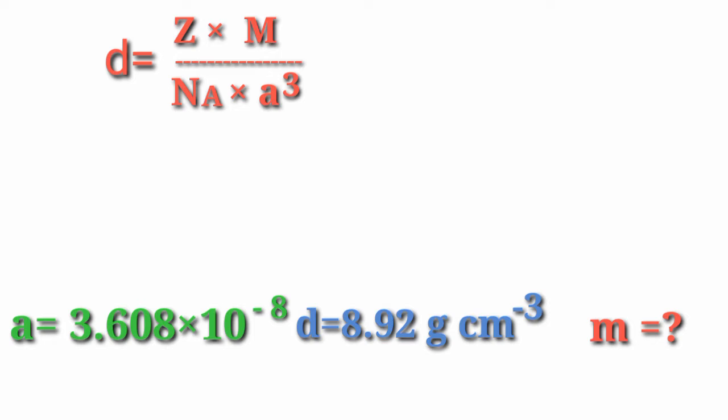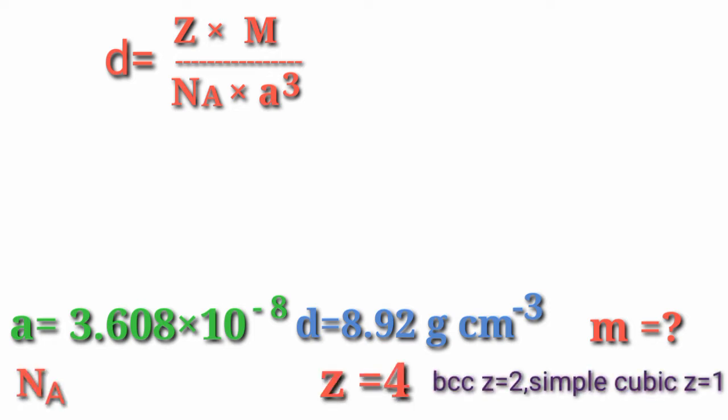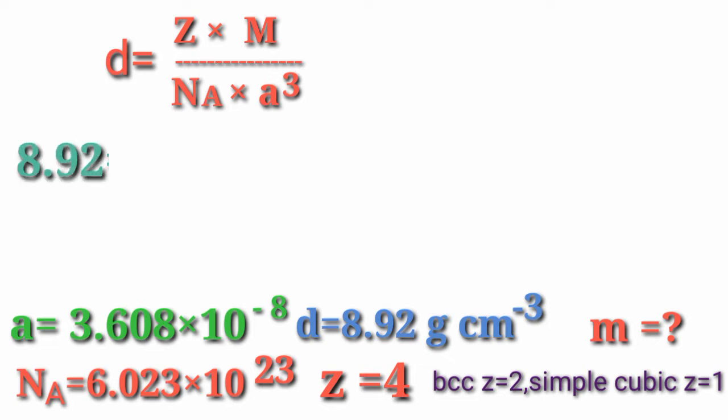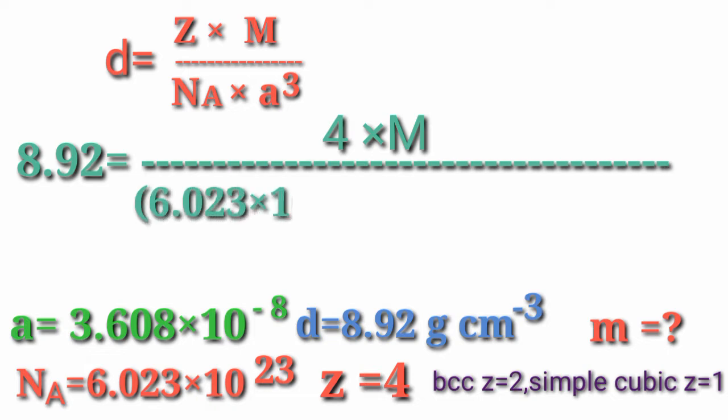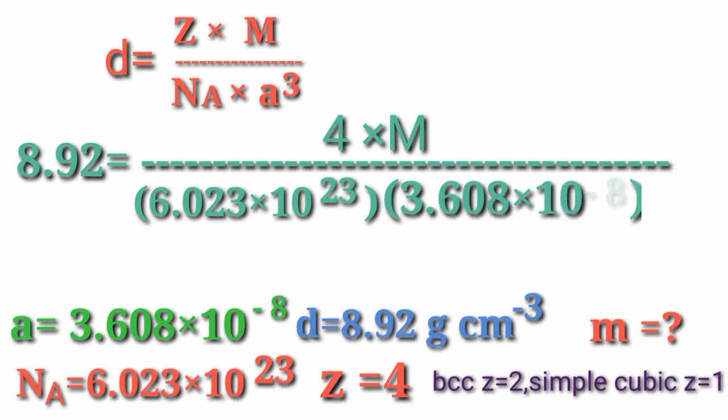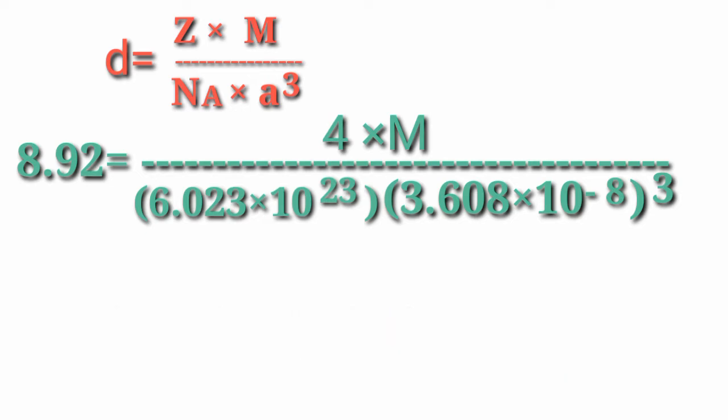To solve this question, we need to know the value of Z and Na. In an FCC cell, Z is 4 and Na is 6.023 into 10 raised to 23. Putting the values in the equation, we get 8.92 is equal to 4 into M upon, in the first bracket 6.023 into 10 raised to 23, bracket complete, in the second bracket 3.608 into 10 raised to minus 8, bracket complete, raised to 3. A large calculation arises, one part of which is a cube, which we have already solved.